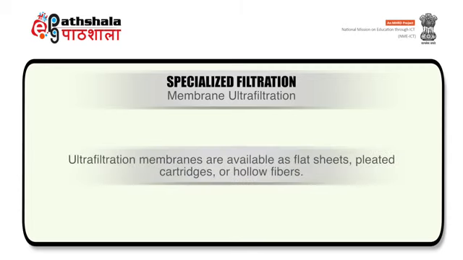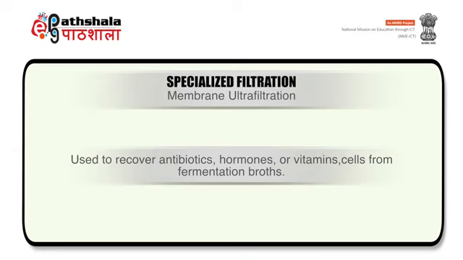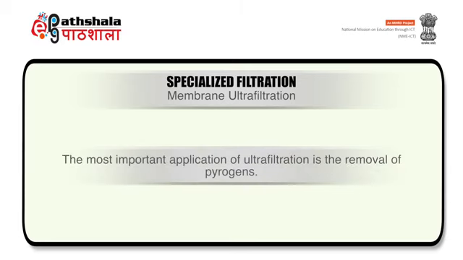Ultrafiltration membranes are available as flat sheets, pleated cartridges or hollow fibers. The hollow fibers have a selective skin on the inside of the fiber. It is used to recover antibiotics, hormones or vitamins from fermentation broth. The most important application of ultrafiltration is the removal of pyrogen.